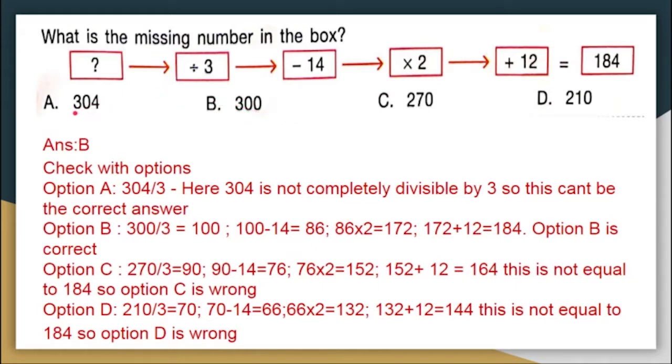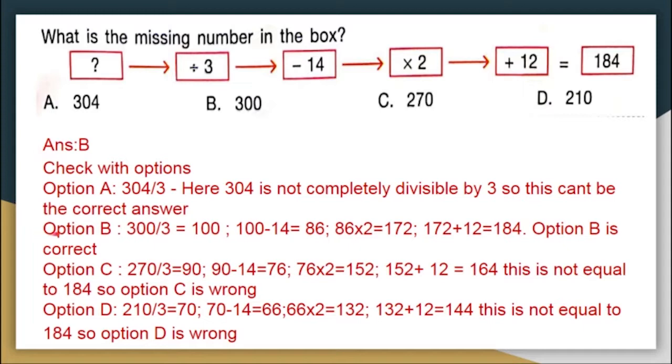So let me assume that the answer here is going to be 304. So what is 304 divided by 3? See, 300 divided by 3 I know is 100. Correct? Similarly, 303 divided by 3 is 101. But when I do 304 divided by 3, I am going to have a remainder. That is, 304 is not completely divisible by 3. So when I do all the calculations, I am going to have some remainders. So that will not be your correct answer. So for now, let us remove option A. So I think option A is going to be wrong based on this.